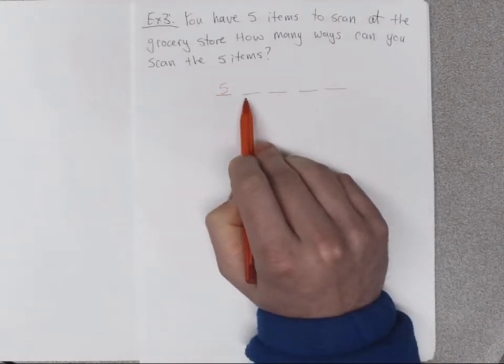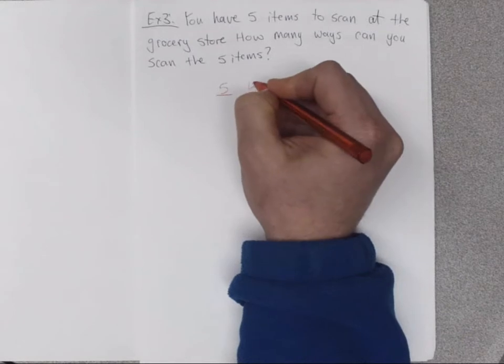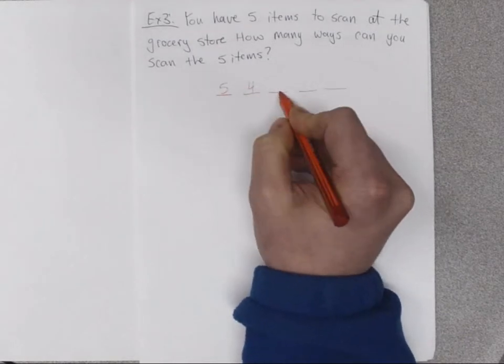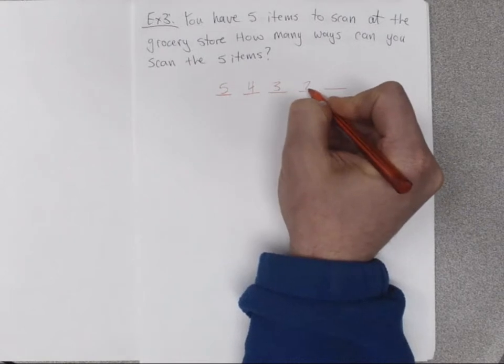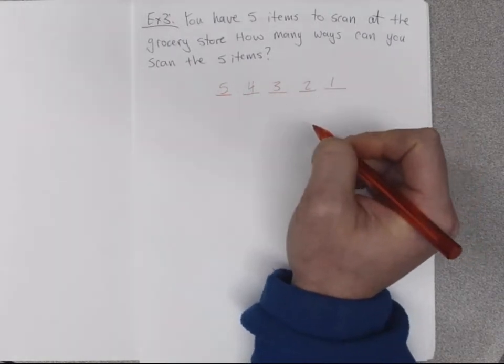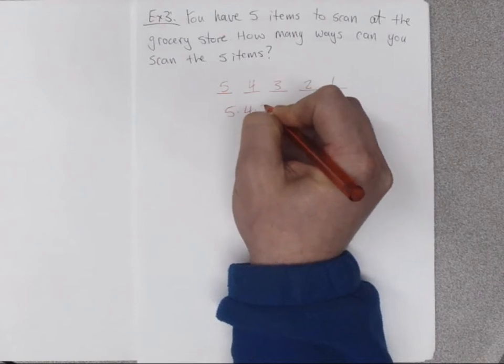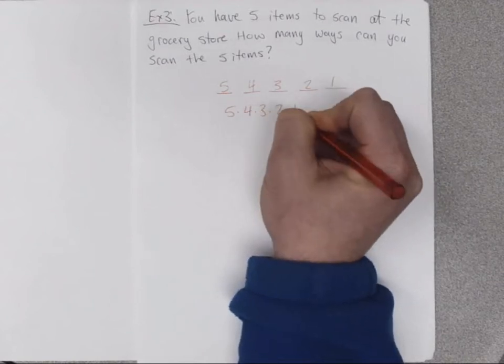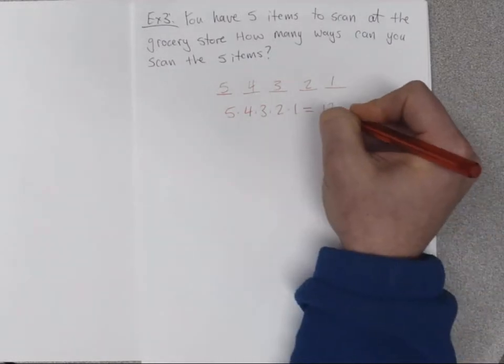Then we scan the first item. How many items are left to scan? 4. So we can scan any one of those 4. Then how many items are left to scan? 3. Then 2, and then 1. Same thing, you multiply all these together: 5 times 4 times 3 times 2 times 1. And here you'll get 120.